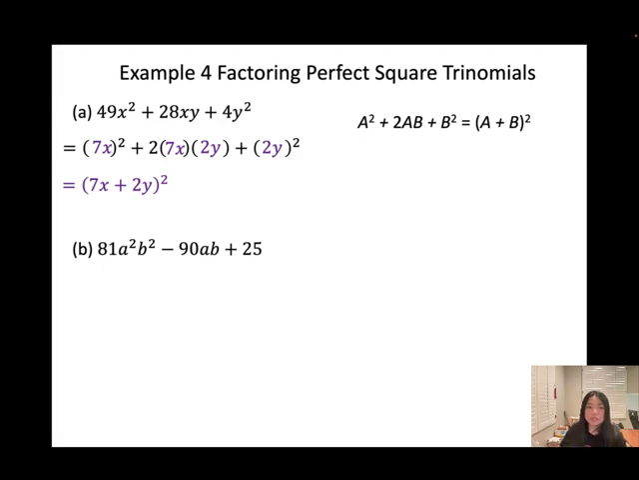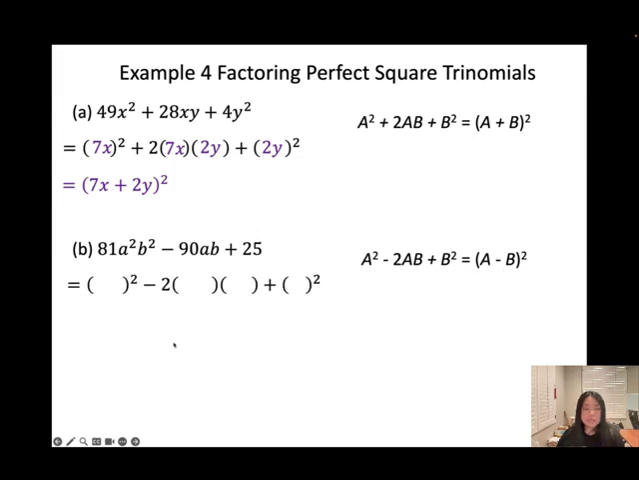Get the idea, right? Okay, this one, trying to do the same thing. This is a subtraction, so we're going to be using minus here. So now you're going to figure out what is your a here. Okay, what multiplied by itself will be equal to 81a squared b squared. The last term here, what square is going to be equal to 25? Then you're going to put a and b here. So multiply it, make sure that's equal to 90ab.